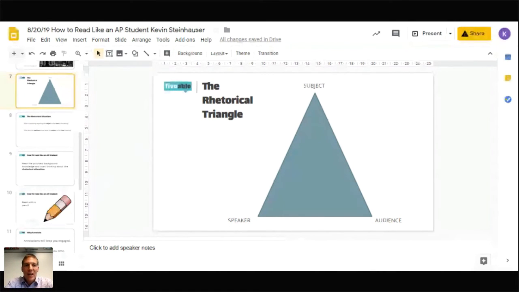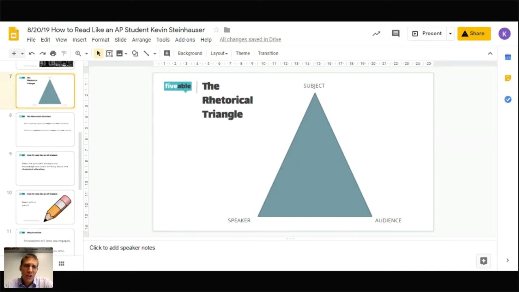Because in order to read like an AP student, you have to think about the rhetorical triangle. In order to write effectively, you have to read effectively. Because two of our three essays require substantial college level reading. This rhetorical triangle is especially important in the analytical essay. So let's talk about the rhetorical triangle. If anyone has a question, please pop it in.